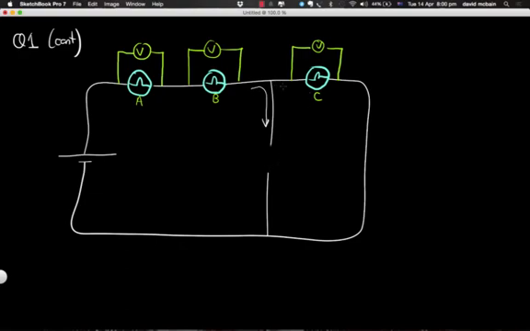Therefore, no current will flow through globe C and it will actually be turned off. So globe C won't even glow. It's turned off because no current will pass through it. Part C was a question relating to the current in the circuit. What happens to the current in our circuit when this switch is closed?